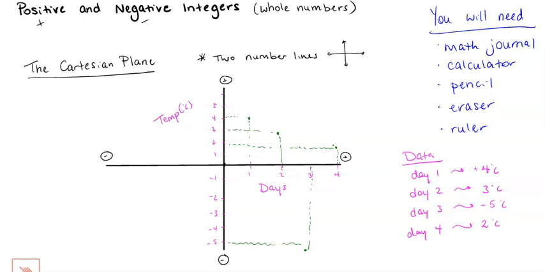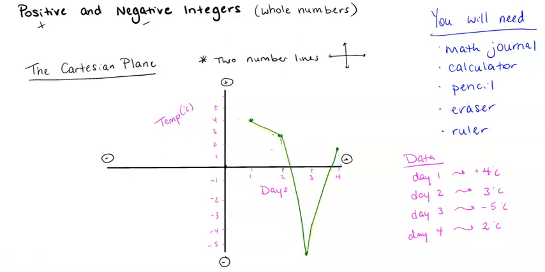So now when I connect those dots, day 1, day 2, day 3, and day 4, you can see that this graph is starting to tell a story of how the temperature changed over those 4 days. The next activity you're going to do in your slides is going to help you get used to this kind of 2 number line system called the Cartesian plane.